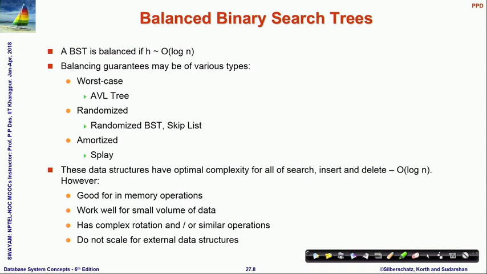Or different random generators need to be involved in the randomized BST or skip list. So, there are other complexities in this whole factor. Comparison cost is not the only cost that you have, and the simple thing is they do not scale for external data structures. They are not optimized in terms of minimizing the disk accesses, or they do not scale to millions and millions of entries and so on.